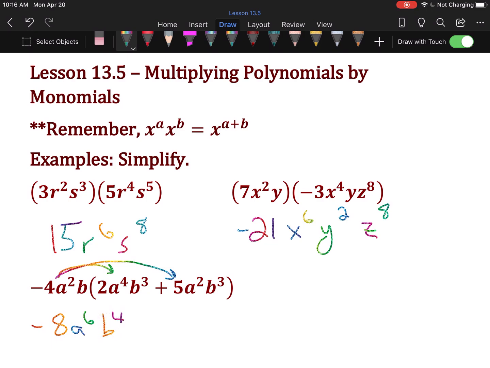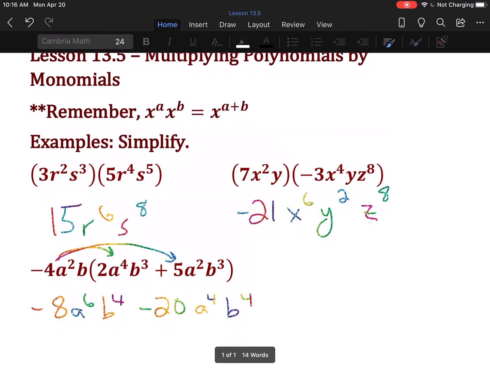Now we multiply the second term. Negative 4 times 5, number times number, that's negative 20. So minus 20. A squared and a squared, 2 plus 2 is 4, so that's a to the 4th. And b cubed is b to the 4th again. These two things are not like terms because the a's don't have matching exponents, so I can't combine them. I am done.